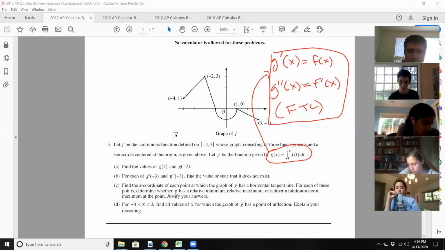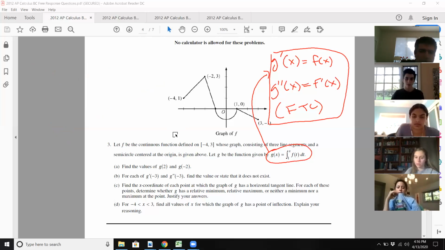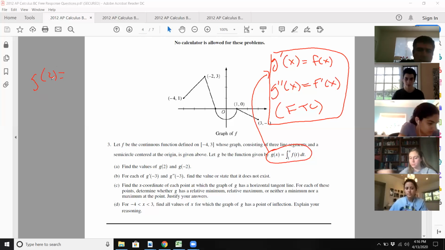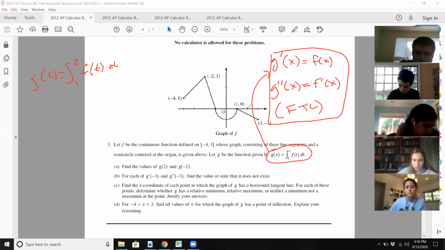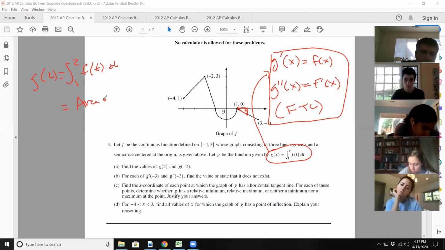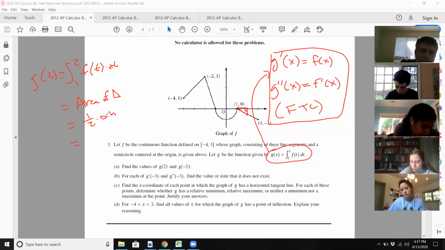So now in this case, I'm asked to find g of 2 and g of negative 2. Well, g of 2 is simply an integral, right? I'm just going from 1 to 2 of f of t times dt. So if we're going from 1 to 2, I'm only looking at this part right here. Now the area, just the area of a triangle, which I know is 1/2 times base times height. And it is going to be negative because it's below the x-axis.